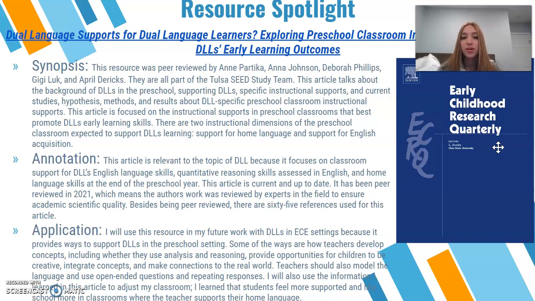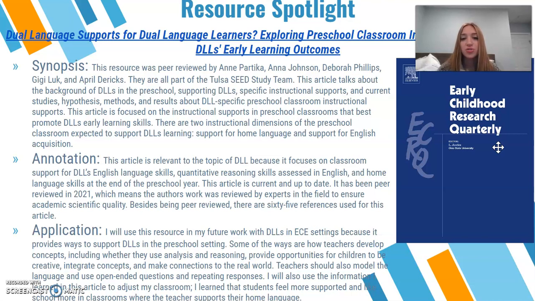They are all part of the Tulsa Seed study team. This article talks about the background of dual language learners in the preschool, supporting dual language learners, specific instructional supports in current studies, hypotheses, methods, and results about dual language learners' specific preschool classroom instructional supports. This article is focused on the instructional supports in preschool classrooms that promote dual language learners' early learning skills.